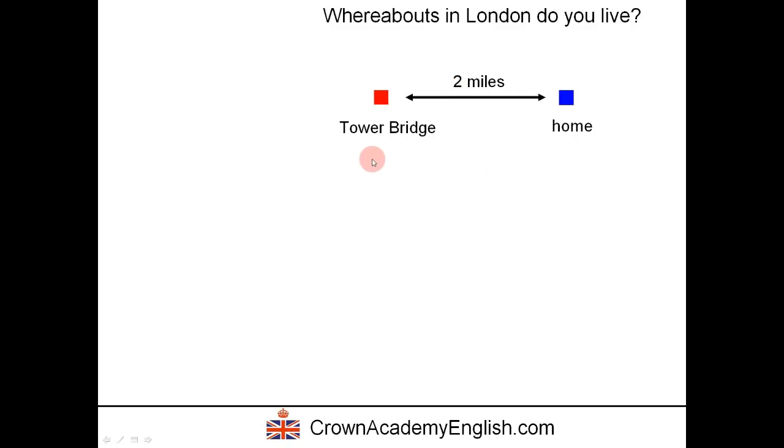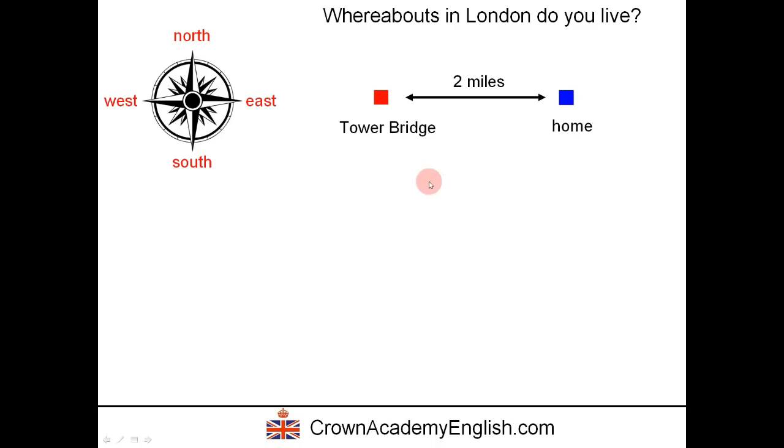So how do we answer this question? Whereabouts in London do you live? I live here, and there is a distance of 2 miles from Tower Bridge. Let's answer the question using the points of the compass. We can say, I live about 2 miles east of Tower Bridge.